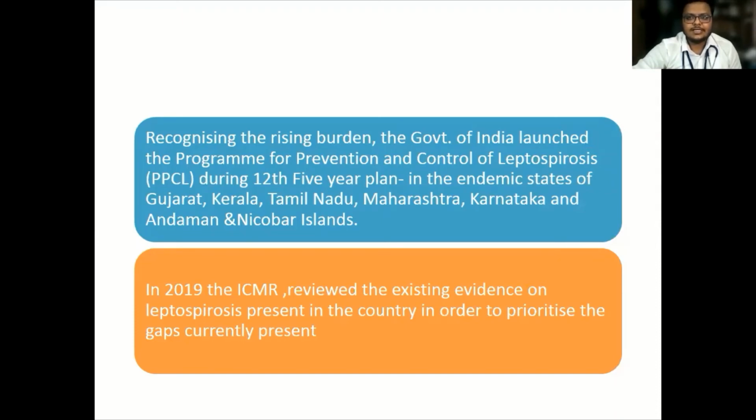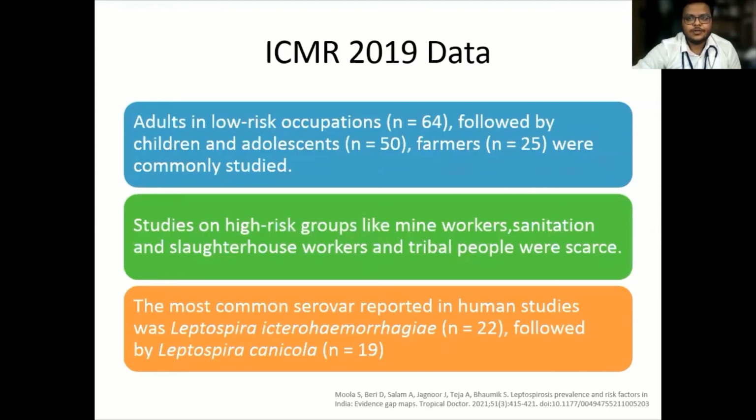And in 2019, the ICMR reviewed the existing evidence on leptospirosis in order to prioritize the gaps in knowledge currently present. They found that although low-risk occupations were commonly studied, data on high-risk groups like mine workers, sanitation and slaughterhouse workers, and tribal people were scarce. The most common serovar reported was Leptospira icterohaemorrhagiae, followed by Leptospira canicola.